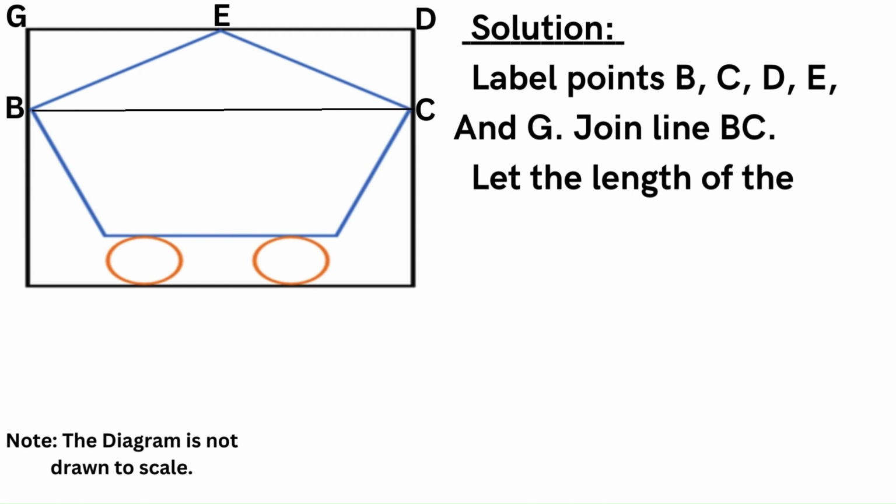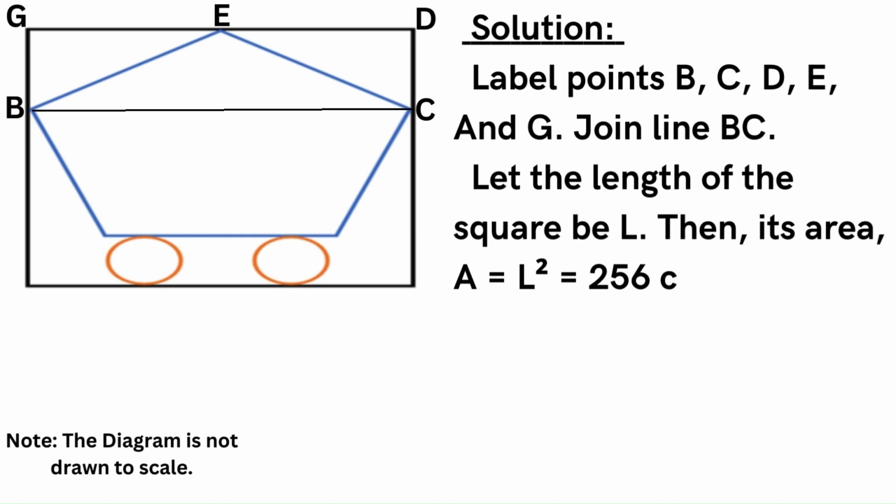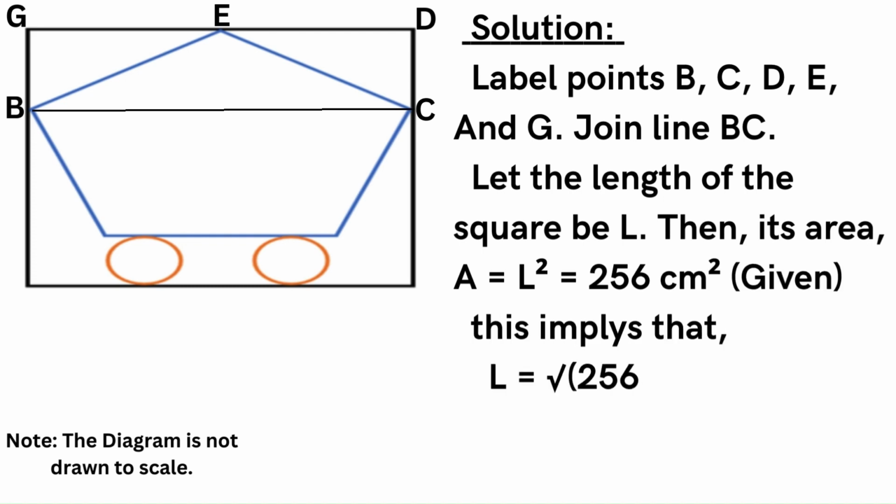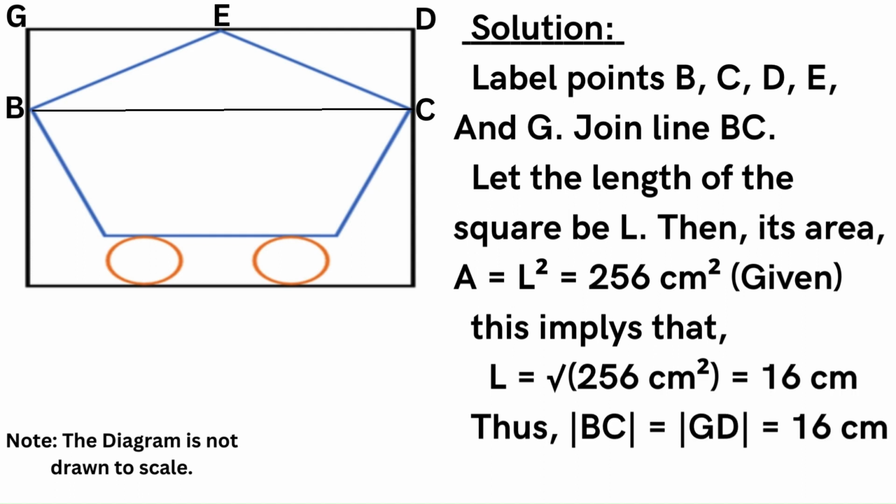Then, its area, the square of L, equals 256 square centimeters. Hence, L equals 16 centimeters. Line labeled B, C equals line labeled G, D equals 16 centimeters.